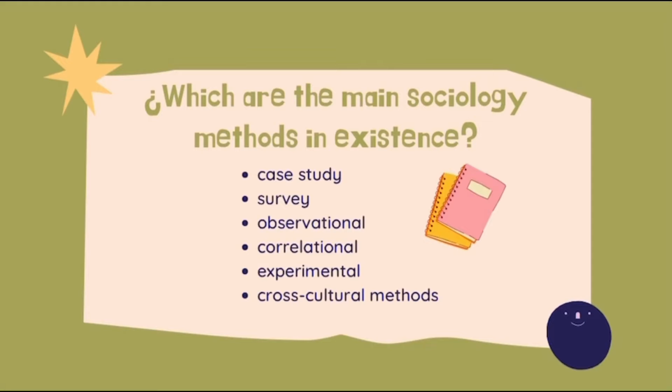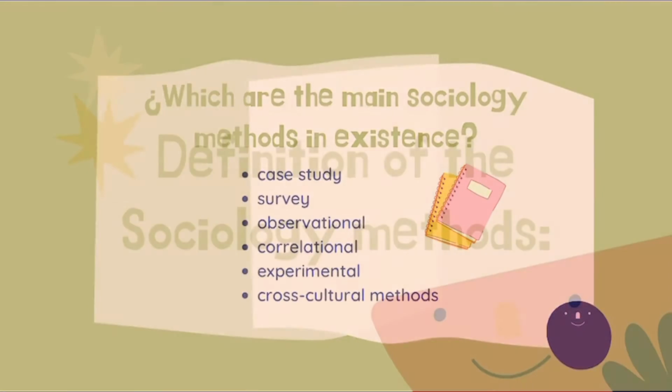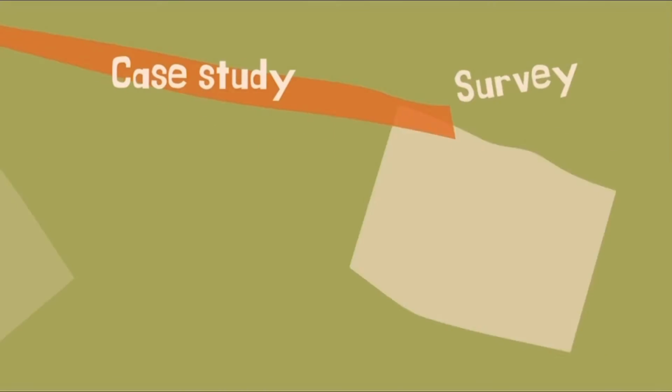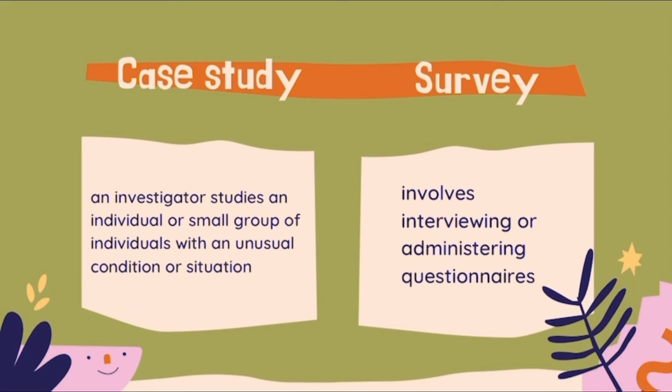Which are the main sociology methods in existence? Case study, survey, observational, correlational, experimental, and cross-cultural methods. Case study: an investigator studies an individual or small group of individuals with an unusual condition or situation. Survey: involves interviewing or administering questionnaires.